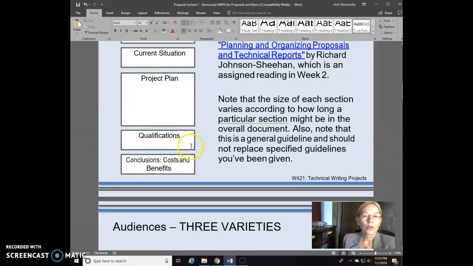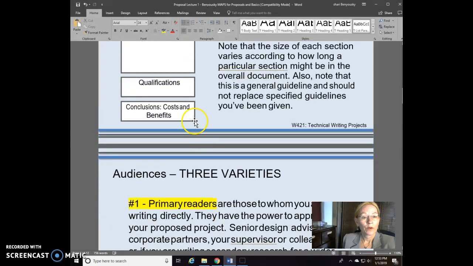All right, so qualifications talks about your qualifications. You need to convince me or your project manager that you're capable and have the credentials or research to actually complete what you're proposing. And then the conclusion that we've talked about.